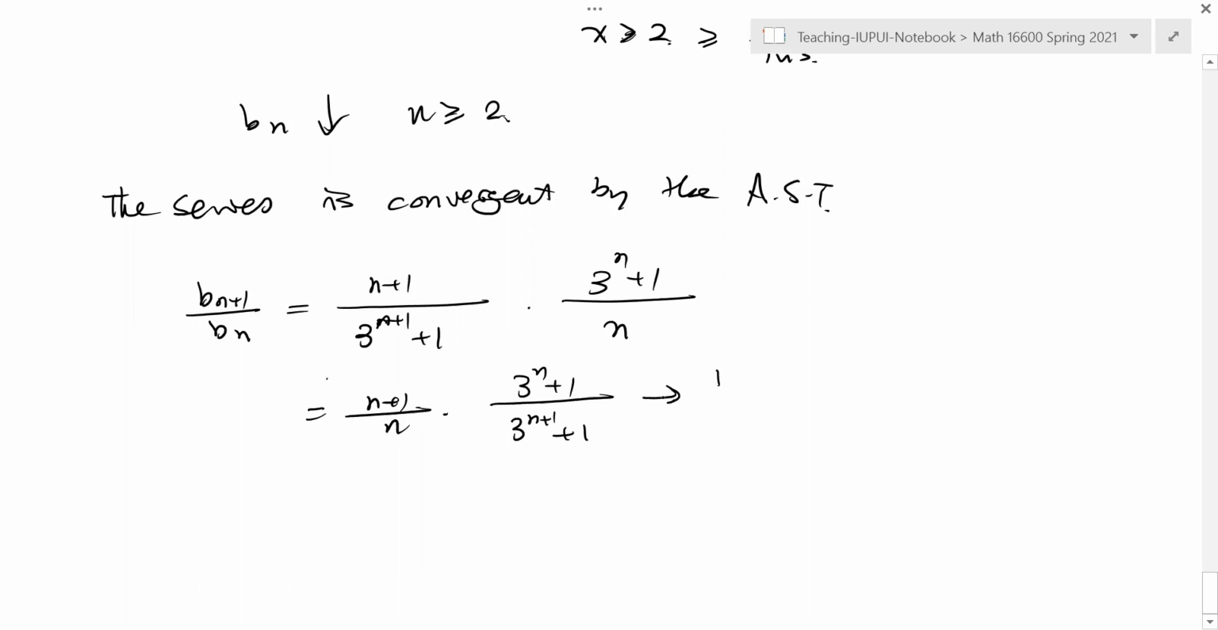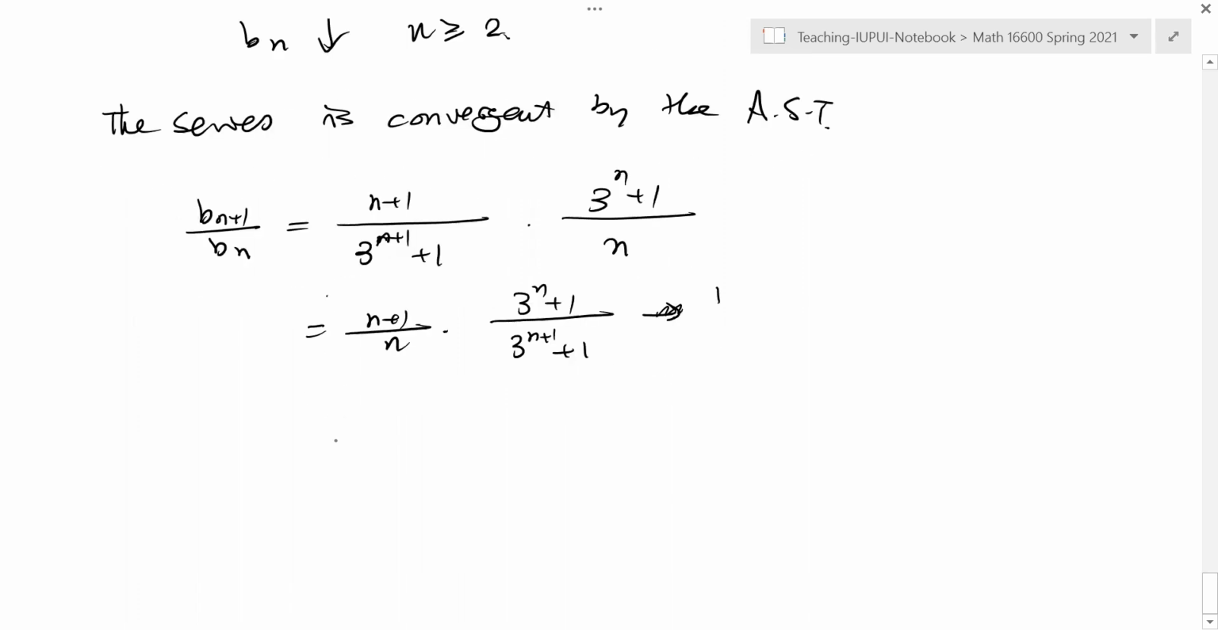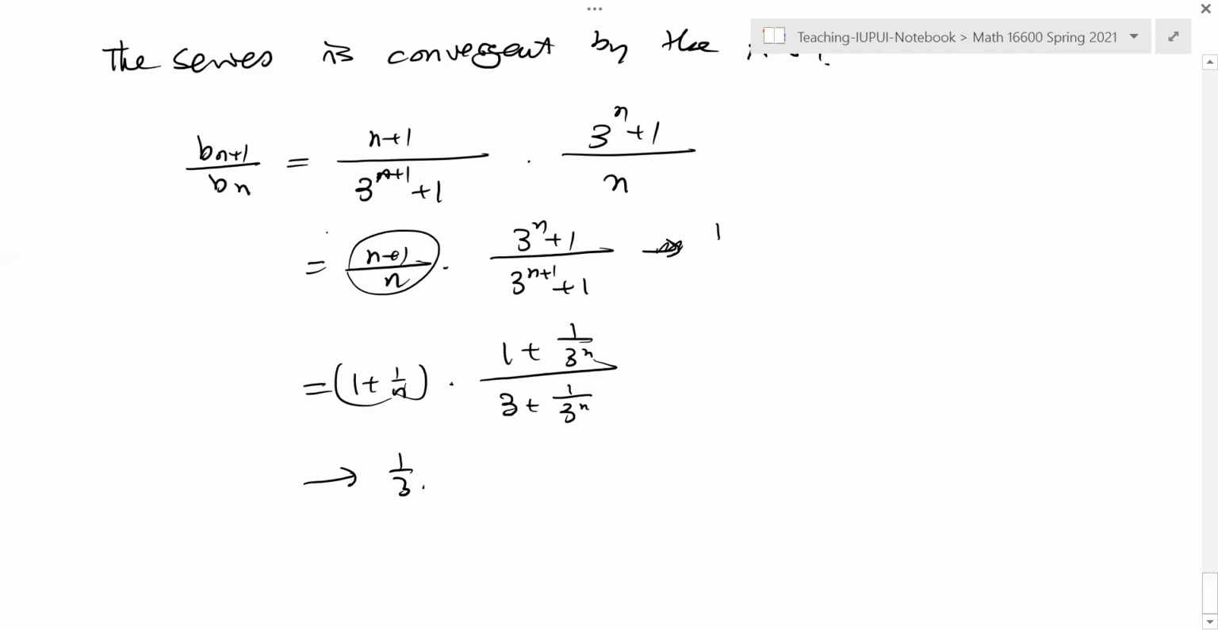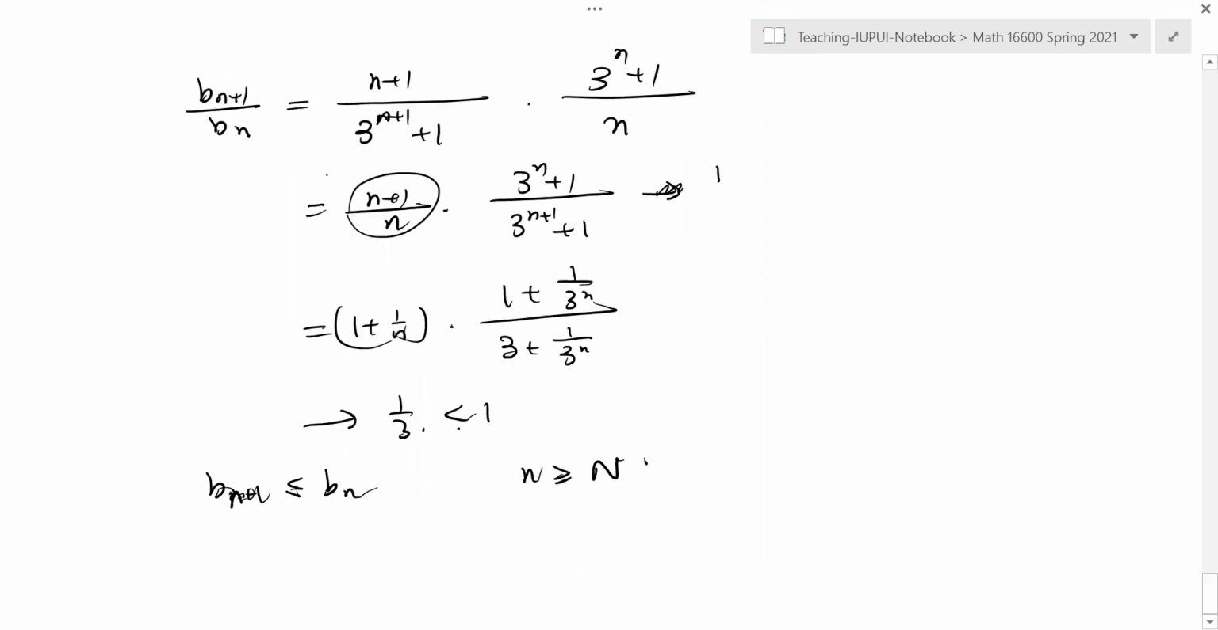How do I know that? The limit of the first term is going to be 1, right? It's 1 plus 1 over n. For the second term I divide each by 3 to the n, so I get 1 over 3 plus 1 over 3 to the n. So the limit is going to be 1/3. So for sufficiently large n, this is true for some large n. I don't need to know when, okay? So that's another way to prove it's decreasing.